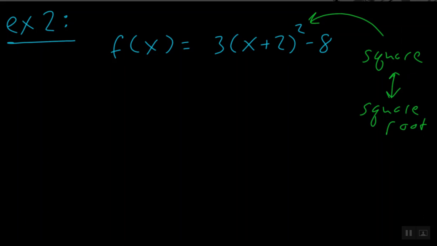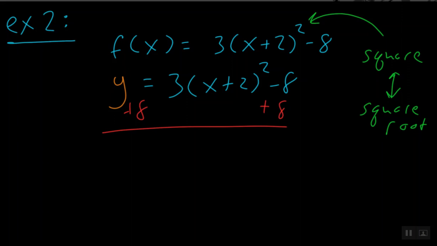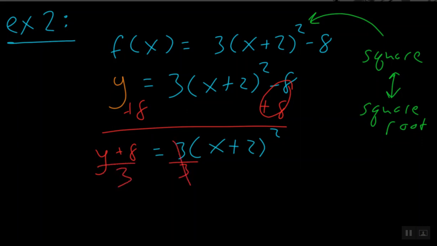Okay, so we're flying through this. We change f of x into y. y is equal to 3 parentheses x plus 2 squared minus 8. From here, we want to get the square by itself, so we add 8 to both sides, getting rid of our subtraction. We have y plus 8 is equal to 3 parentheses x plus 2 squared. At this point, we can divide both sides by 3, and we have y plus 8 over 3 is equal to our function by itself, x plus 2 squared. So remember, how in the world do you get rid of a square?